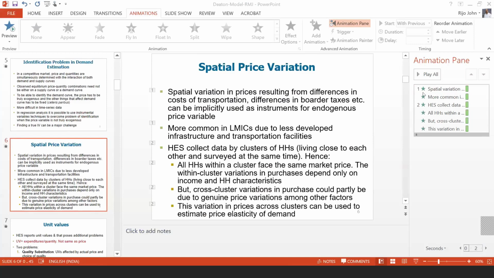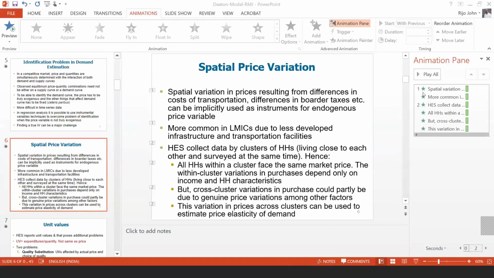So the spatial variation in prices resulting from differences in cost of transportation, differences in border taxes, etc., can be implicitly used as an instrument for endogenous price variable. In many developing countries, it is very common that the infrastructure is not developed equally among different regions in the country. So the goods are produced in some part of the country and it is transported to some other parts of the country. So the transportation cost can vary, and there may be some border taxes, there may be specific state or district level local administration taxes in some locations. So because of all these different reasons, you might actually see for the same commodity, the prices can be different across different regions or different geographical locations in the country. So that is a source of genuine price variation that is across space within a country.